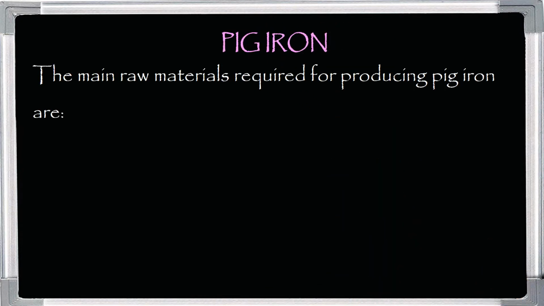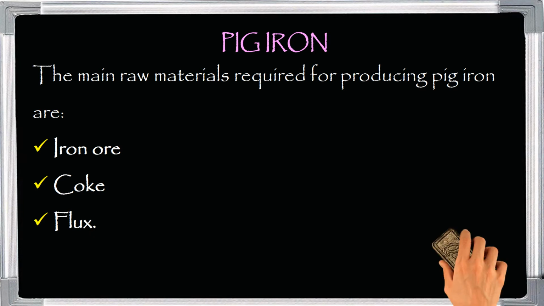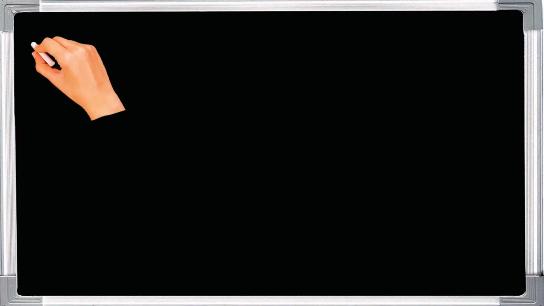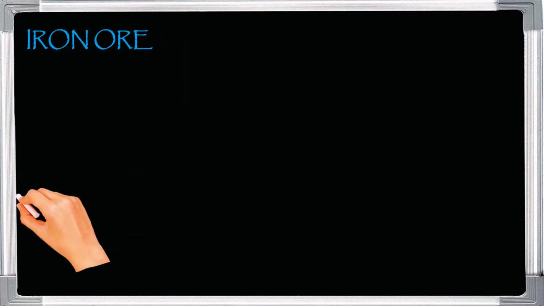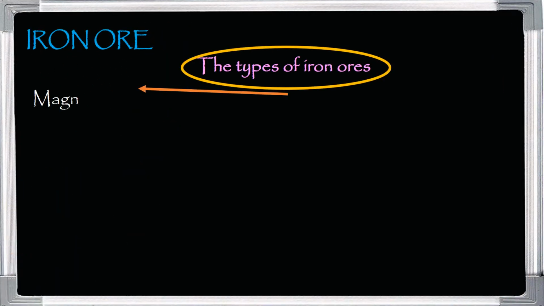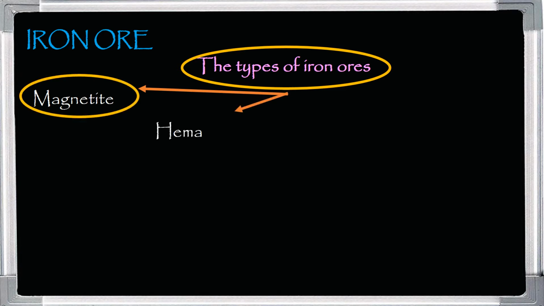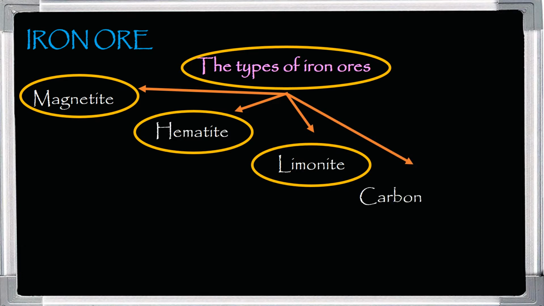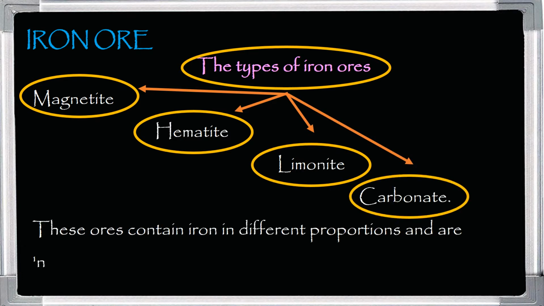The main raw materials required for producing pig iron are iron ore, coke, flux. The types of iron ores are magnetite, hematite, limonite, carbonate. These ores contain iron in different proportions and are naturally available.